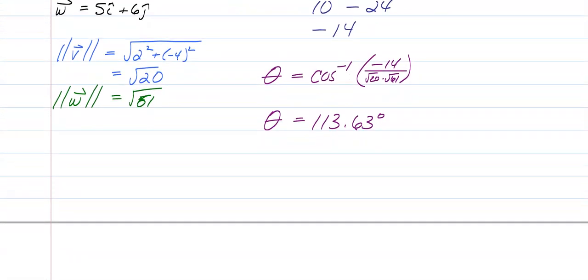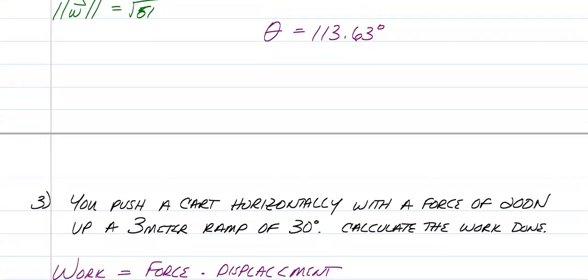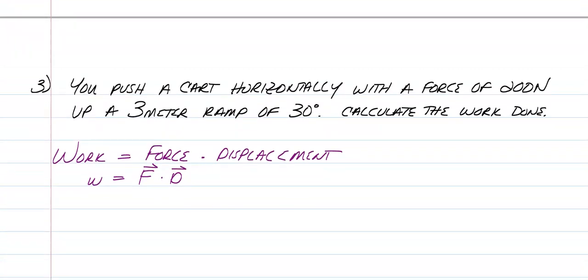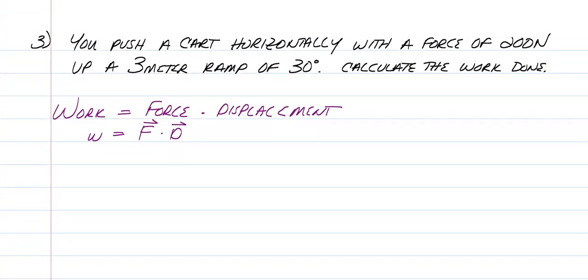So, as I mentioned, this stuff gets used a lot with physics. So we're going to do one physics example in this video. Basically, you're going to push a cart horizontally, on wheels obviously, with a force of 200 newtons up a 3-meter ramp that has an angle of 30 degrees. And we're going to calculate the work done. Okay? Now this is a physics example.